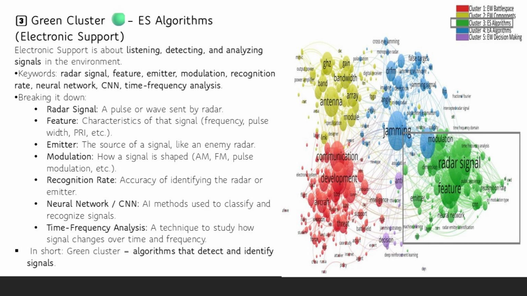Emitter, the source of a signal, like an enemy radar. Modulation, how a signal is shaped: AM, FM, pulse modulation, etc. Recognition rate, accuracy of identifying the radar or emitter. Neural network or CNN, AI methods used to classify and recognize signals. Time frequency analysis, a technique to study how a signal changes over time and frequency. In short, green cluster equals algorithms that detect and identify signals.